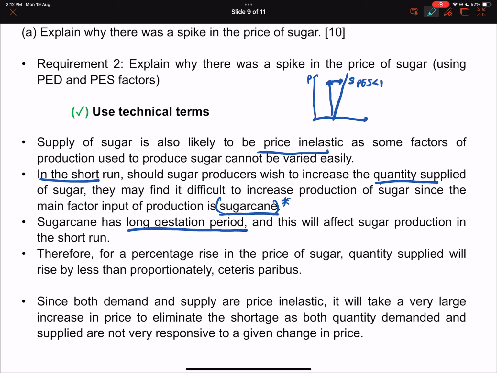Okay. In the WA one, I said that a lot of people don't write this. So what you want to do is you can also memorize it. Okay, so then you start out by saying, since demand and supply are price inelastic, it takes a huge increase in price in order for quantity supplied to increase and quantity demanded to decrease in order for the new equilibrium to be reached.